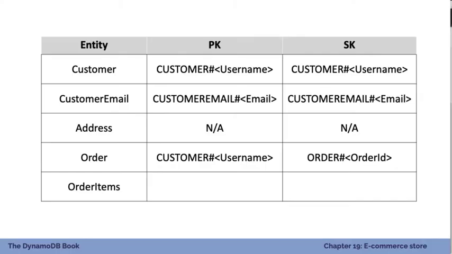All right, so let's go back to our entity chart here. We now have our order item in there. The PK is going to be customer hash username so that it puts it in the same item collection as our customer. And then SK is going to be order hash order ID, which is going to give us that sorting and that chronological ordering within that particular item collection.